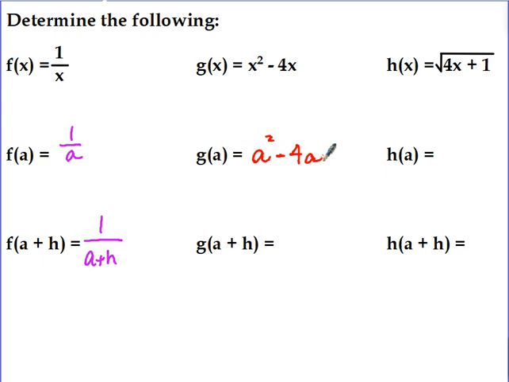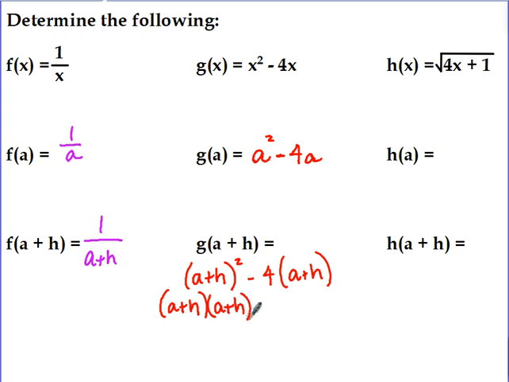And then g of a plus h would be a plus h squared minus 4 times a plus h. And I'm going to simplify this a little bit just because I feel like we need a little algebra practice. It's always good to practice our algebra. So this here I would FOIL. I would think of this as a plus h times a plus h. And then I'm going to distribute that negative 4. So I would get negative 4a minus 4h.